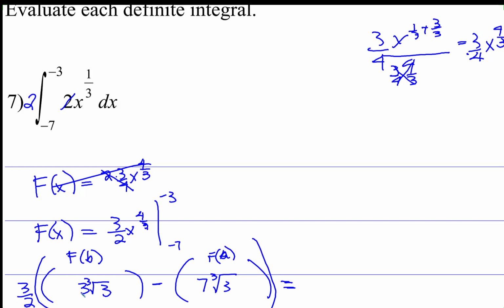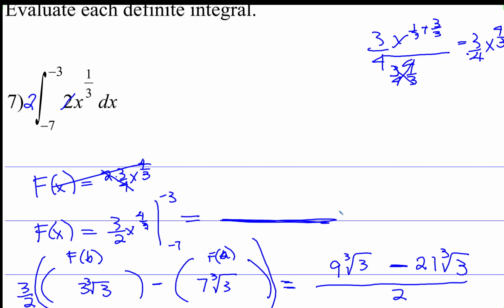Well, 3 halves times 3 is, well, both of these are now going to have 2 in the denominator, so I can just put a 2 down there. And then 3 times 3 is 9 times the cube root of 3. Subtract 3 times 7 is 21 times the cube root of 7. So that's what you're going to put right there for your answer. Let me do that a little bit darker so it's 9.